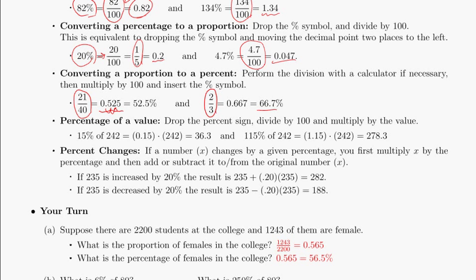And a percentage of a value basically means you take, for example, 15% of 242, you convert that percentage to a decimal and multiply it by the original value.